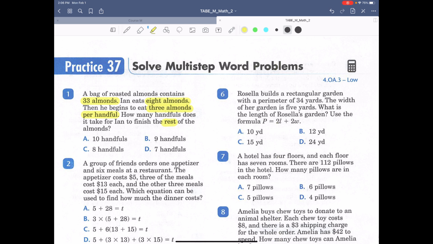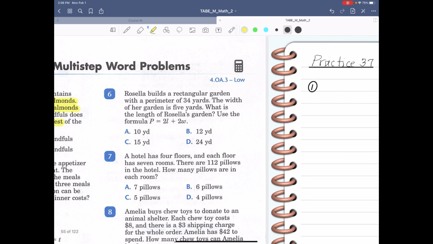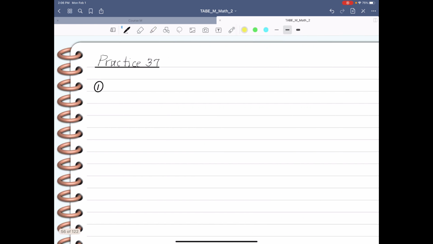Now there are several ways you can do this one. I'm going to show you 2 because I want you to think a little differently on both of these. The first way is with one of those input-output tables. So let's start off with he has 33 almonds and he eats 8 of them. So we're going to take 8 of them out of the bag. So 33 subtract 8 is going to be 25. So he's left with 25 almonds in the bag.